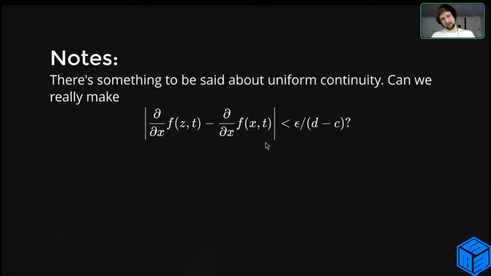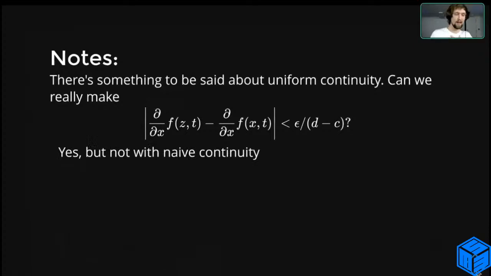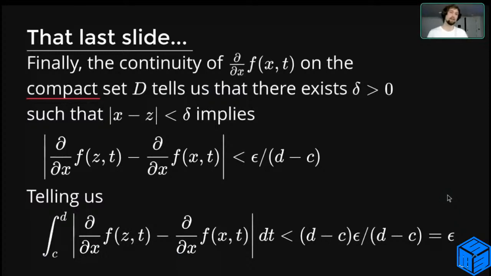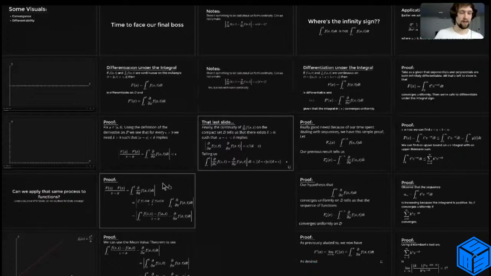So, some notes about that. There's something to be said about uniform continuity. Can we really make this difference arbitrarily small? Where, once again, the z should just be some point between z and x. I made a slight error there. Yes, but not with naive continuity. So there is a proof to be made here. A continuous function on a compact set, specifically on this two-dimensional compact set, which is a rectangle, ends up being what is called uniformly continuous. And we can see that with that GeoGebra demo I gave earlier.